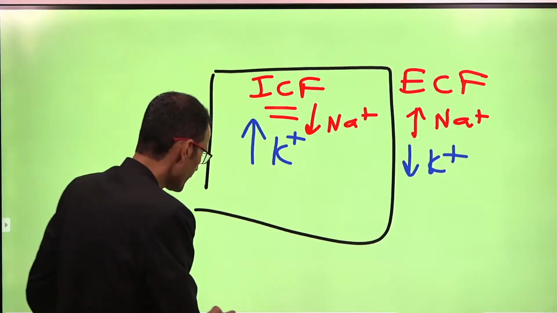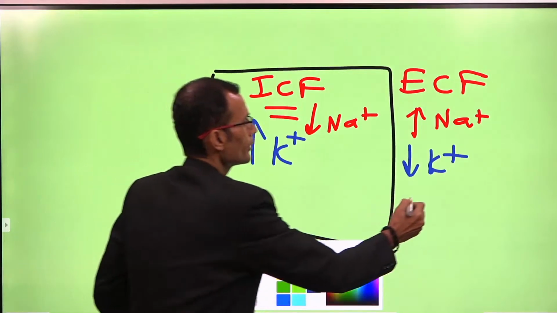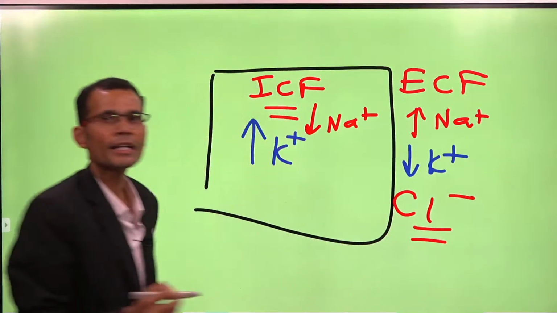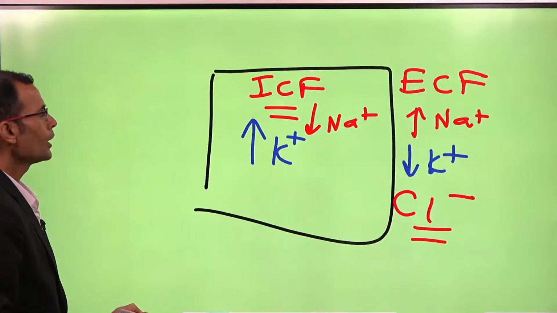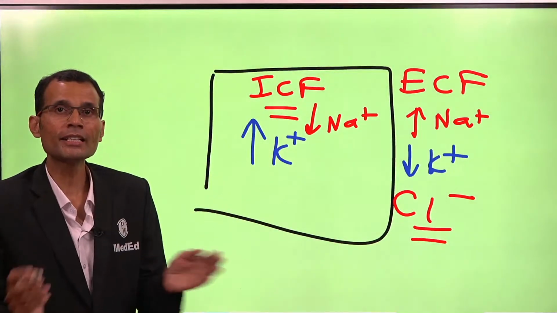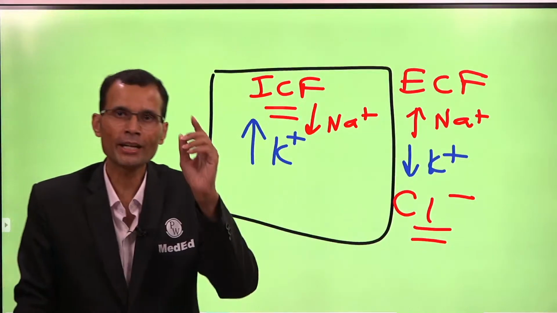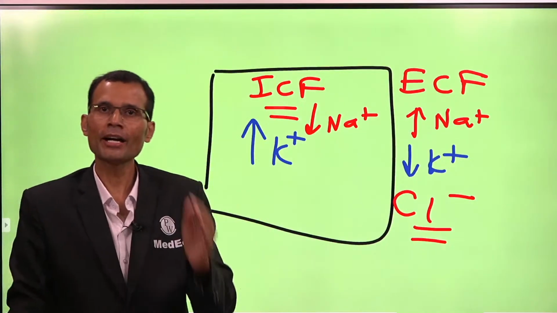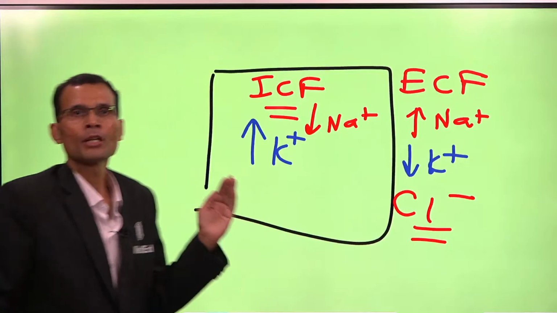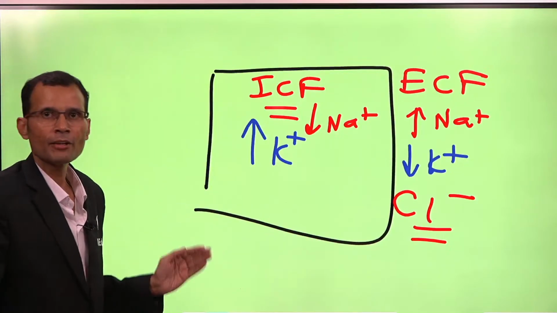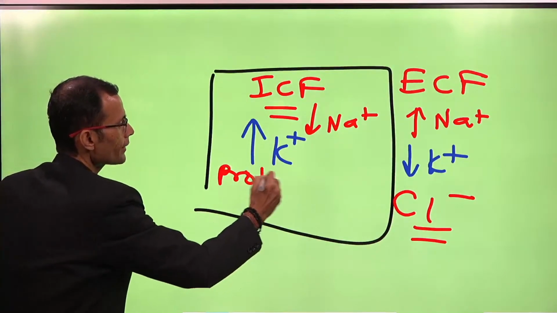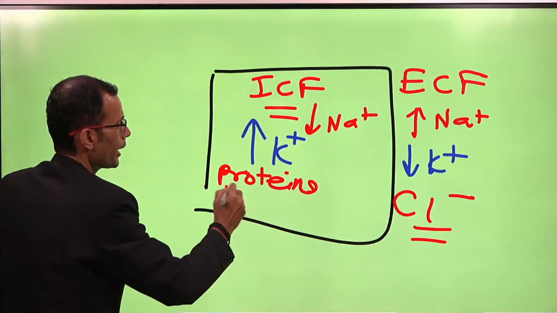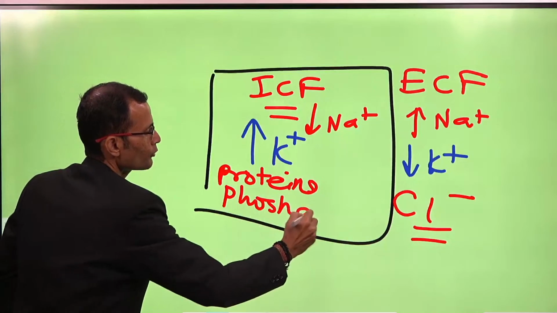Major anion in the ECF is chloride. Okay, so chloride is high in the ECF. And which are the major anions in the intracellular fluid? Make a note of this and write it down if you wish to. Major anions in the ICF are proteins, intracellular proteins and intracellular phosphate.